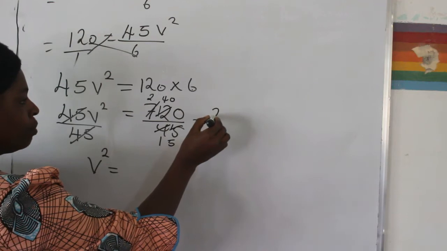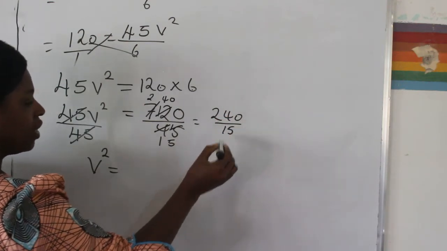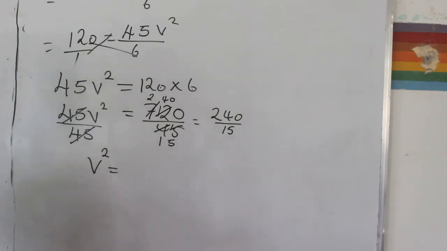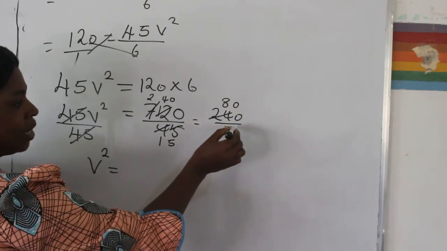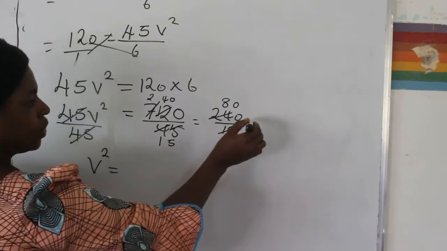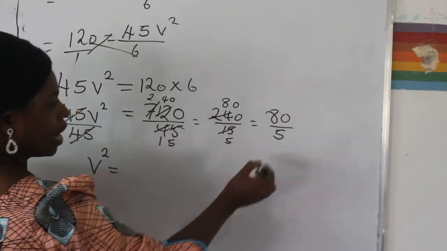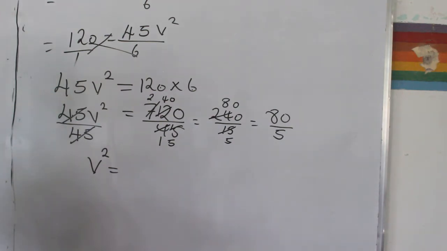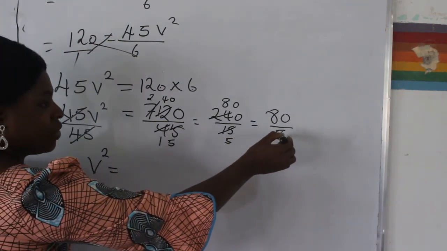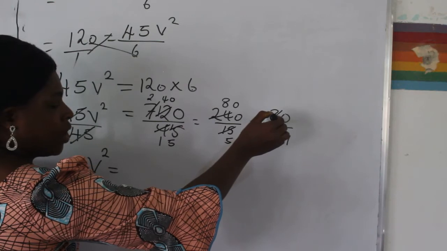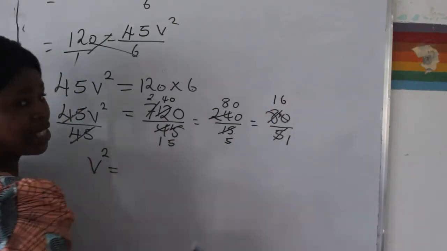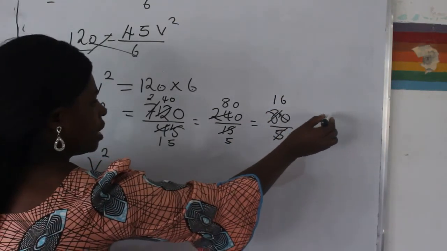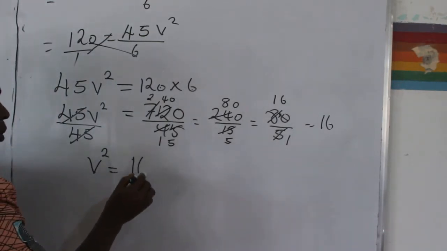So here we have 240 over 15. 3 again can go. So let's reduce it. 3 into 24 is 8. We have this 0. 3 into 15 is 5. So we are left with 80 over 5, which we can still divide. So 5 can go into 80 and 5 can go into itself. 5 into itself is 1. 5 can go into 8 is 1 remainder 3. 5 into 30 is 6. So our answer here now is what? 16. So v squared is equal to 16.